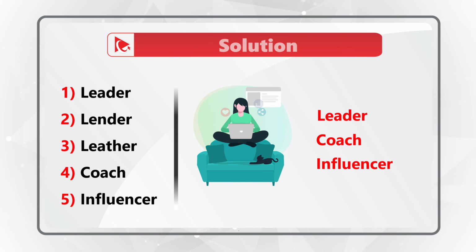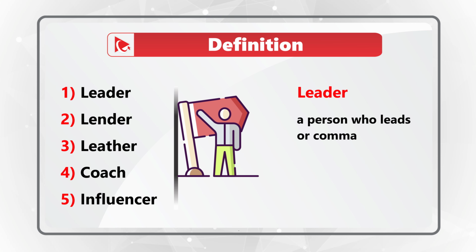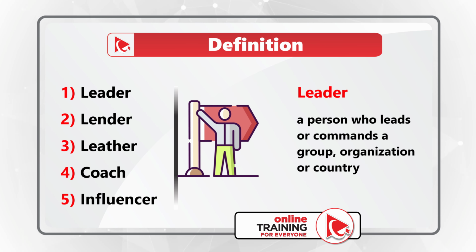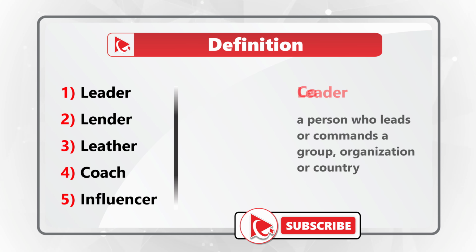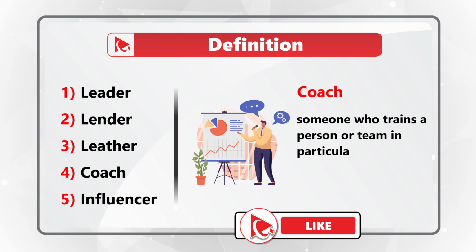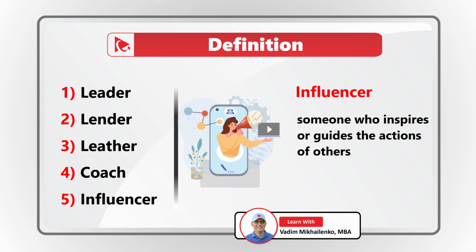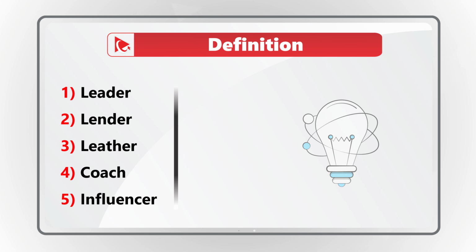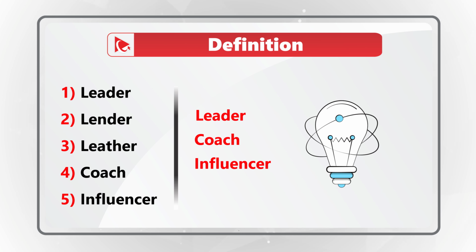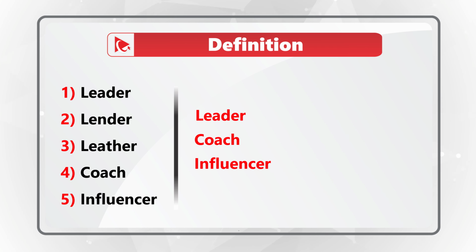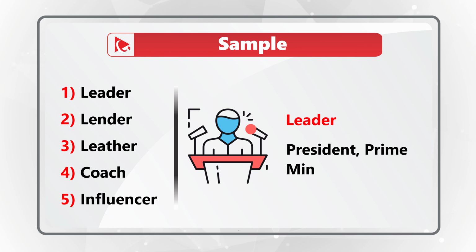The definition of leader is a person who leads or commands a group, organization, or a country. Coach is someone who trains a person or a team in a particular activity. And an influencer is someone who inspires or guides the actions of others. Basically, the similarity between these words is that they represent someone in power who uses his or her skills to help others. For example, leader could be a president, prime minister, or CEO.